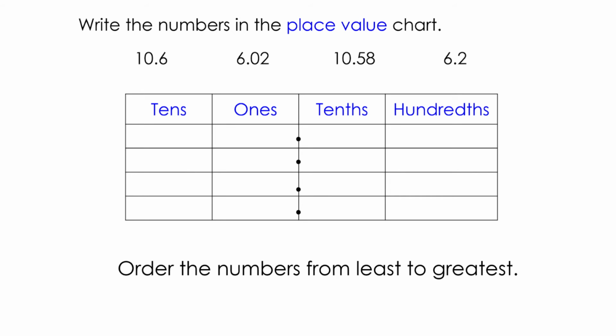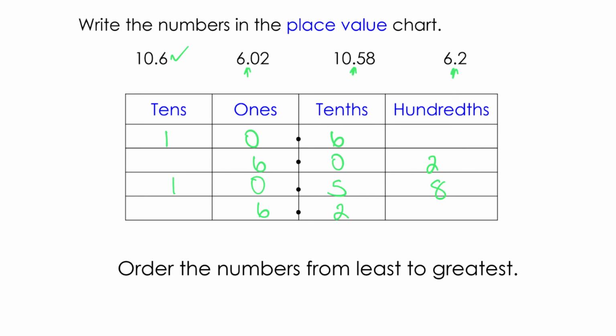Write the numbers in the place value chart. So let's look at this first one over here, 10.6. So if we're going to write 10.6, we know that the number's 10. 10.6. That's done. It's probably easiest if you look at what's closest to the decimal. So you can place it in a chart in an easier way. So 6.02, 10.58, and this one is 6.2.